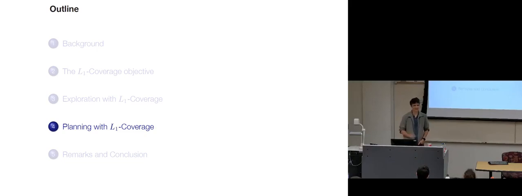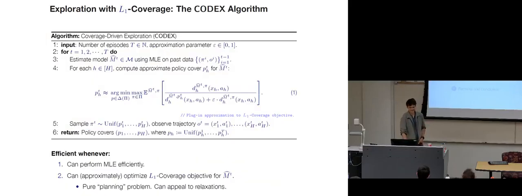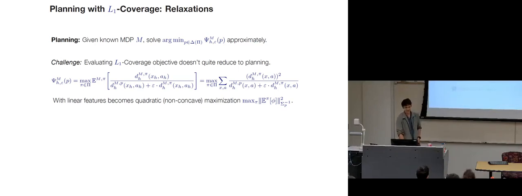So in the rest of this, I'll just talk about how you can actually implement an optimization procedure for this. Now the problem is, given a known MDP, can you solve for this thing? So there's no more statistics. It's just about how much computational cost you actually want to pay.